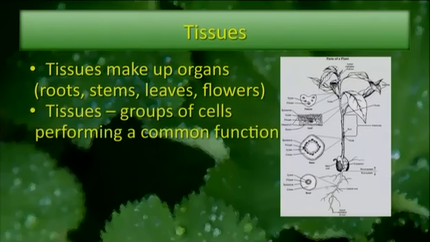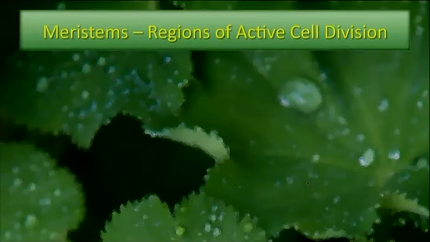And what are tissues? Tissues are groups of cells that perform a common function, such as this illustration here, which shows you a cross-section of leaf tissue or blade tissue, petiole tissue, stem tissue, and root tissues. One of those kinds of tissues we're going to cover are the meristems.